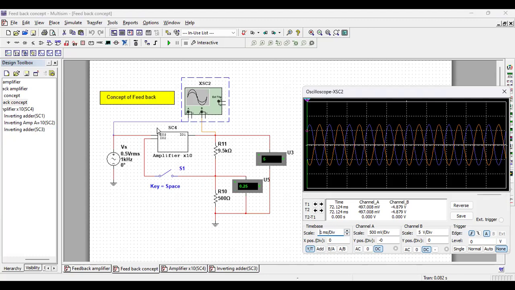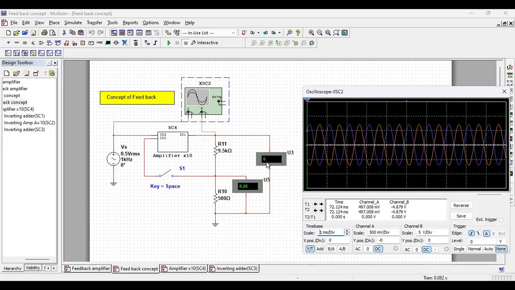Since it's an amplifier, inside the circuit you don't bother. Say it's a black box amplifier of 10. Now say I have given 0.5 volt input, gain 10. So here you can see the voltage output is 5 volt, right?